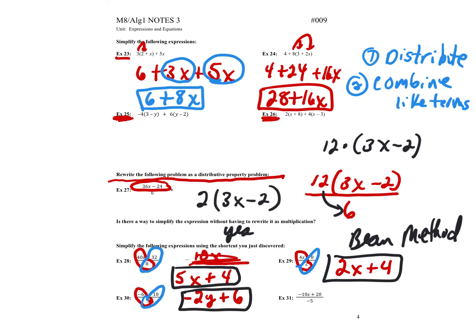Okay. Now the last bean method, we're going to divide a negative 10 divided by a negative 5, 2z, and then 20 divided by negative 5 is negative 4.